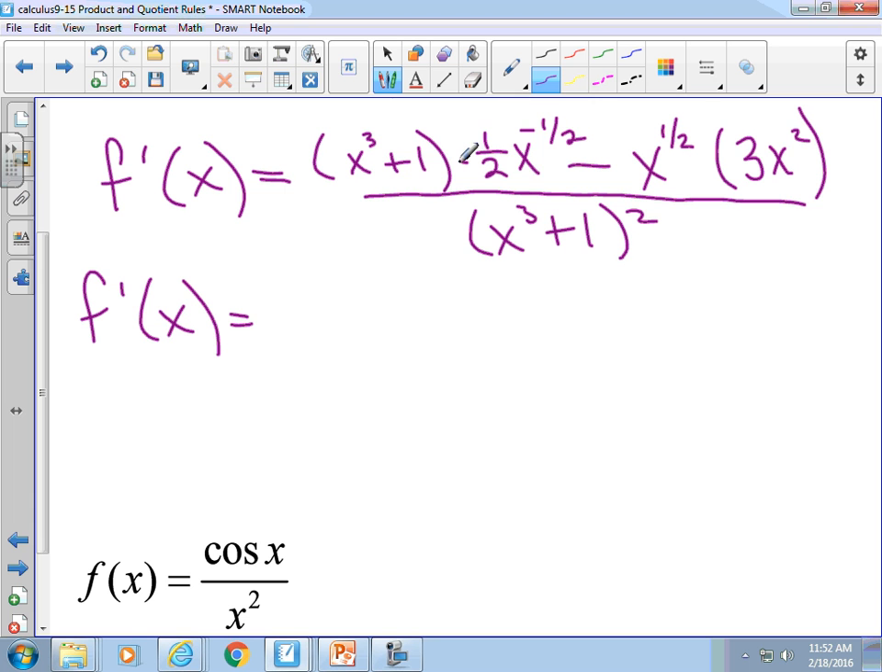First thing I'm going to do is distribute this to both the 1 and the x cubed. Wait, you can't just cross out one of the x cubed plus ones? No, because there's not one with both. Yeah, there's a subtraction in between.